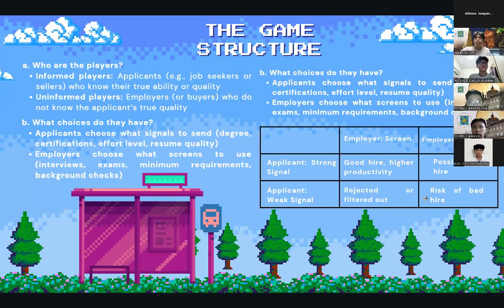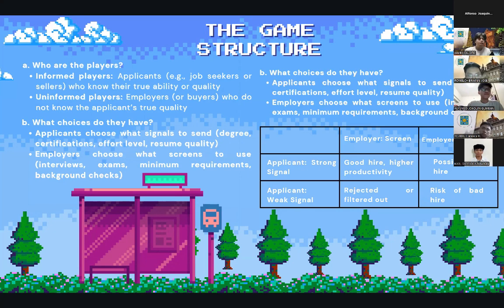In this game, there are two players, applicants and employers. Applicants are informed players because they know their true ability, while employers are uninformed and must rely on signals. Applicants choose what signals to send, such as degrees, certifications, or resume quality. Employers choose how to screen applicants through interviews, exams, or minimum requirements.